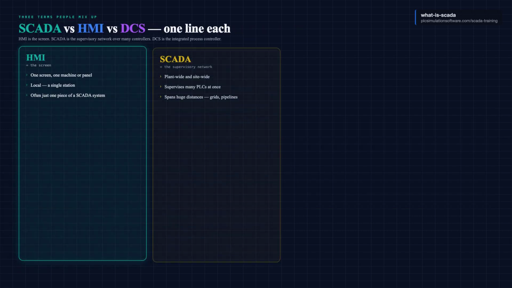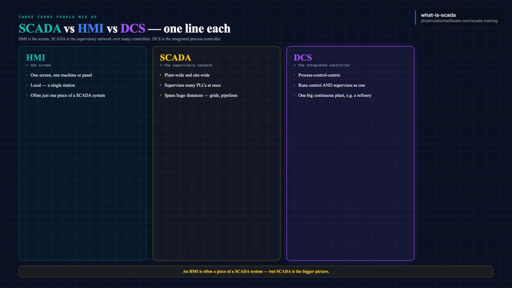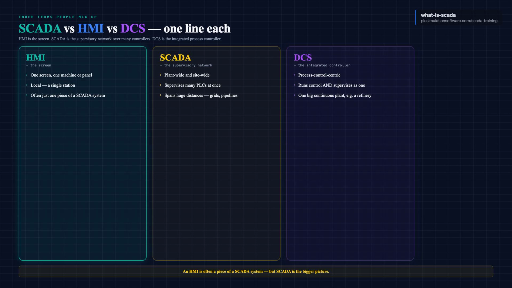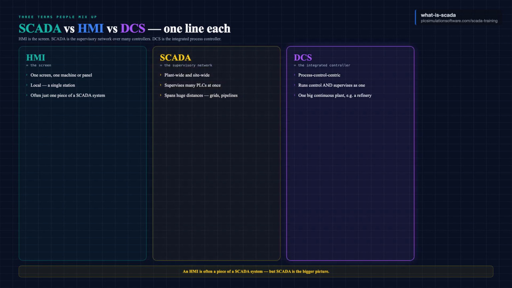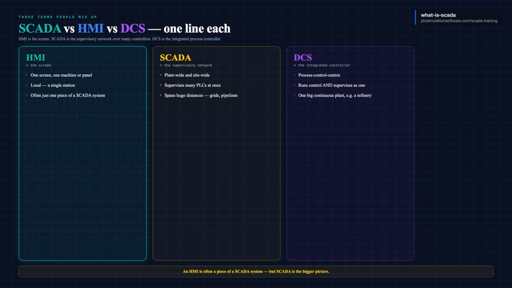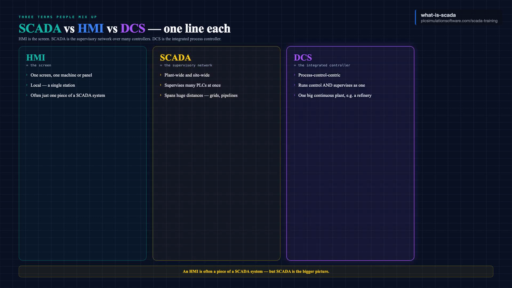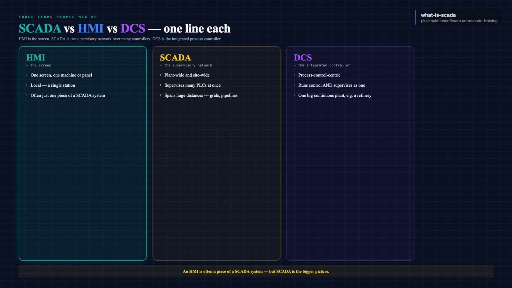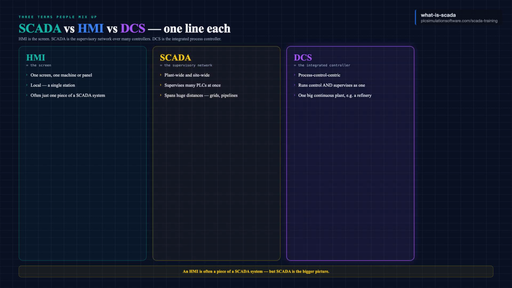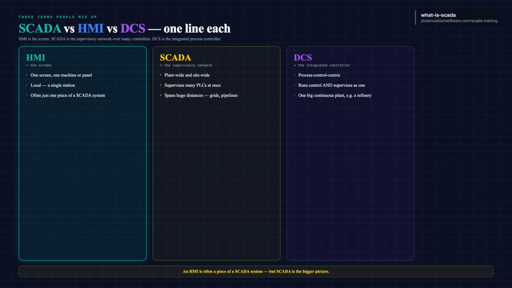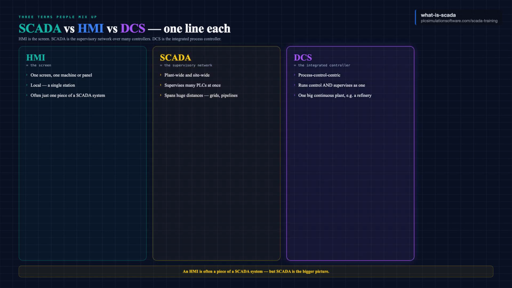Now, the part that clears up the confusion. SCADA, HMI, and DCS, three terms, one line each. An HMI is a single screen for a single machine or panel. It is local. One station, one operator, right there at the equipment. SCADA is plant-wide and site-wide. It is the supervisory network across many PLCs, often spread across enormous distances. A DCS, a distributed control system, is different again. It is process control-centric. It both runs the control and supervises it as one tightly integrated system, usually inside one big continuous plant like a refinery.